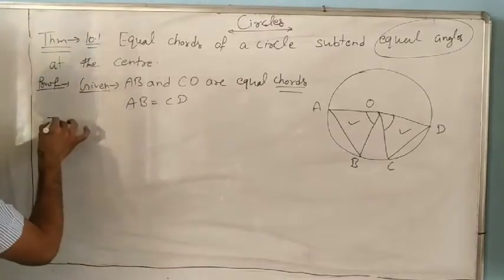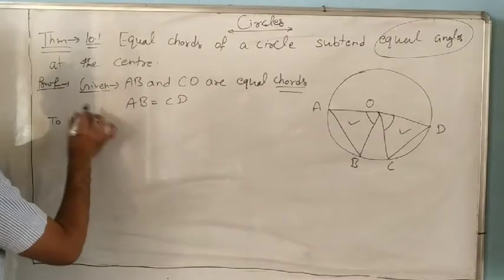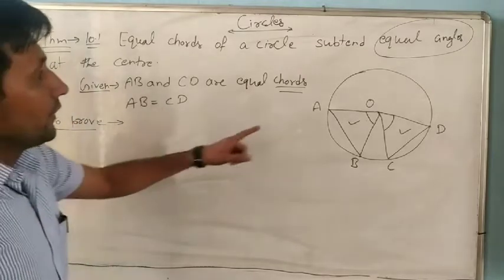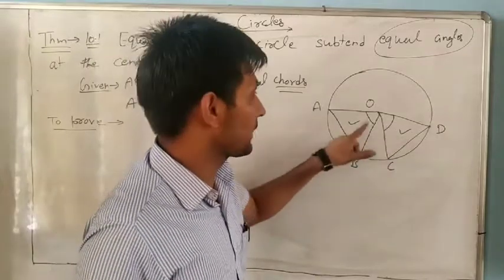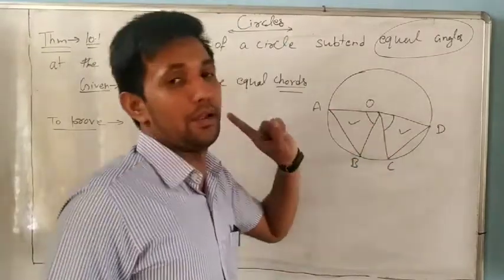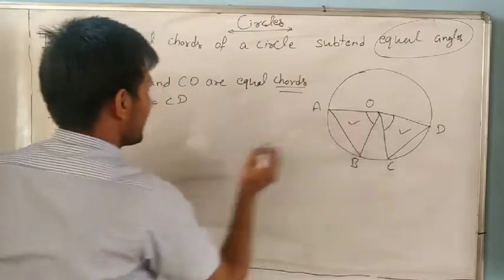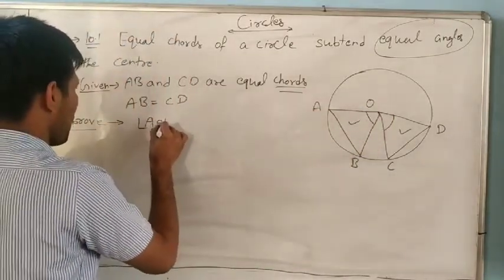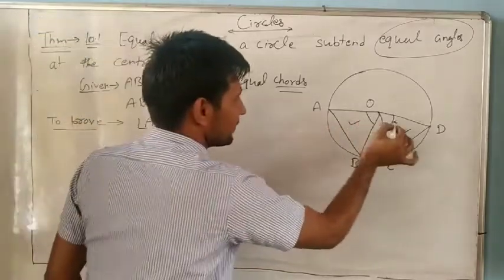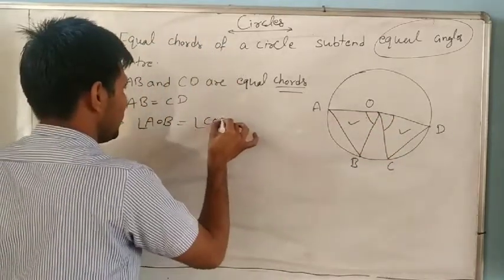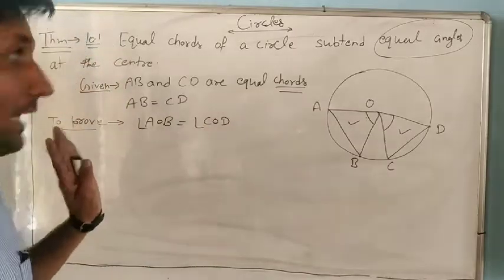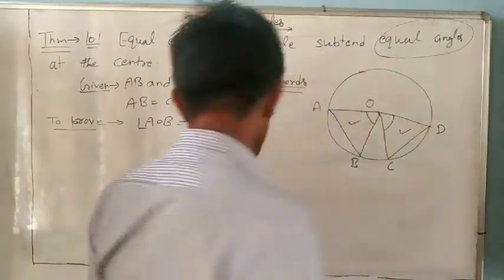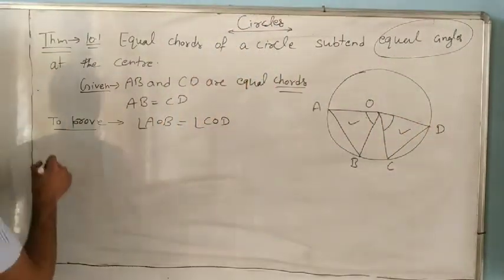Understand? To prove, what we want to prove is that equal chords of a circle make equal angles. So we want to prove that angle AOB is equal to angle COD. We want to prove this. Do you understand? Equal chords of a circle subtend equal angles at the center. Now proof.